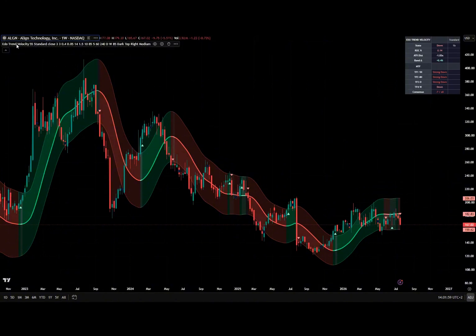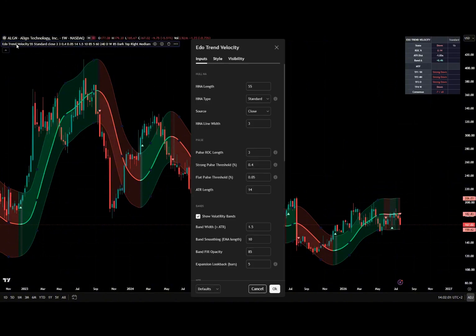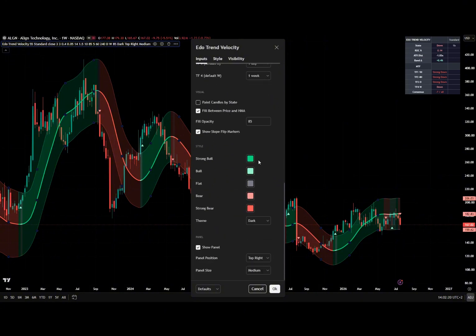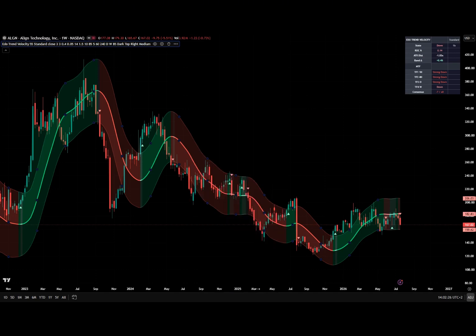Everything is adjustable. Let's open the settings. The length of the central line and the profile that controls how reactive it is. The thresholds that separate strong from normal and from flat, the range period, and the width of the band. And with a scroll, the 4 time frames of the block below, and the size, corner and theme of the panel. Cancel reverts everything, so you can explore without touching your setup.